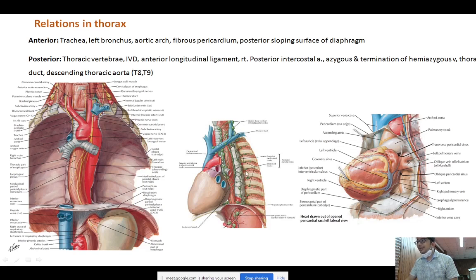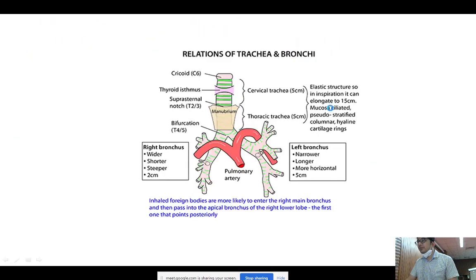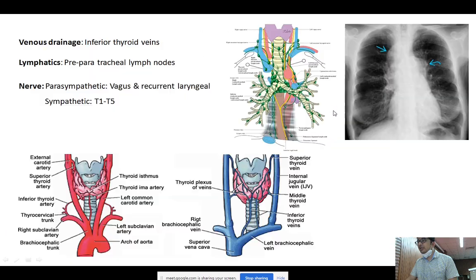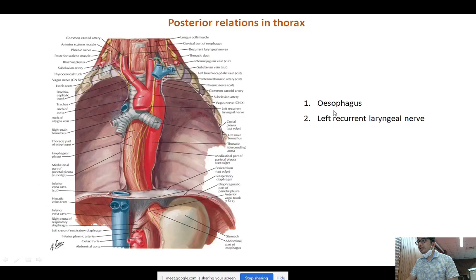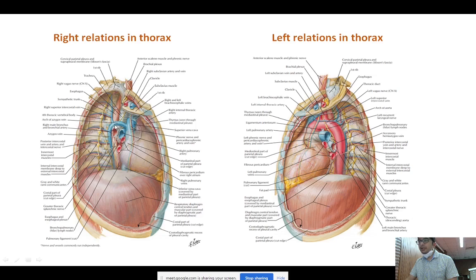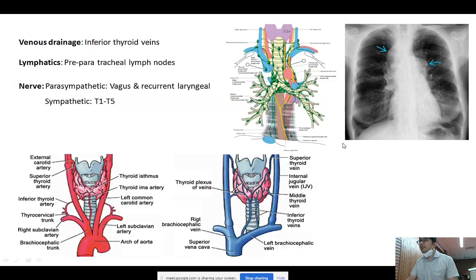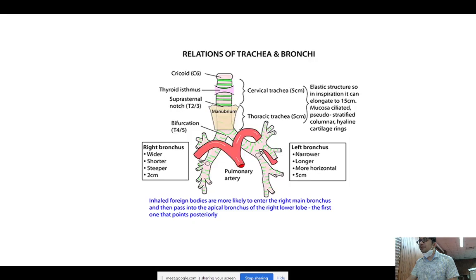Then there are some veins which are known as the azygous vein and the termination of the hemiazygous vein, which we have already seen here. Azygous vein, and on that side the termination of hemiazygous vein. It's not seen here. This one is the hemiazygous vein. So these are the posterior relations of the esophagus.